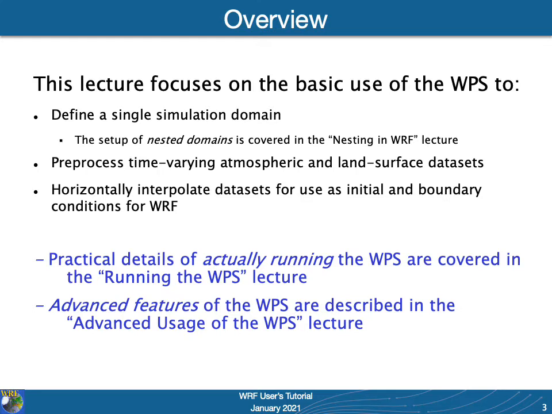Once we've talked about how to set up a simulation domain, we're going to talk about how you can use the WPS to pre-process time-varying atmospheric and land surface data sets. These are data sets that provide typically analyses of fields like atmospheric temperature, atmospheric humidity, atmospheric winds, soil moisture, soil temperature, and sea surface temperature. And then lastly, we're going to talk about how to use the WPS to horizontally interpolate these data sets to be used as initial and boundary conditions in your WRF model simulation.